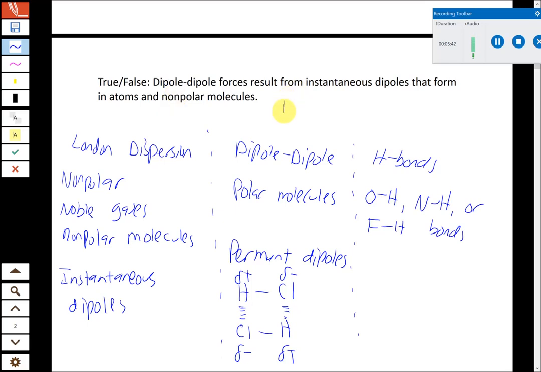This one is going to be false, because if we're talking about instantaneous dipoles and we're talking about nonpolar substances, that would only be the London dispersion forces. So you cannot have dipole-dipole forces if your substance is nonpolar, and furthermore, dipole-dipole forces involve permanent dipoles, not instantaneous dipoles. So hopefully that's clear.